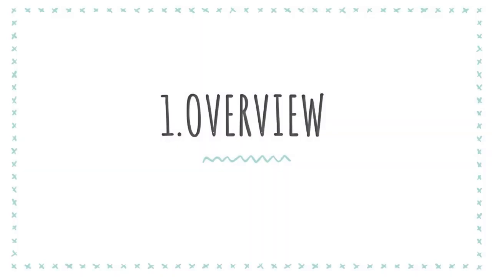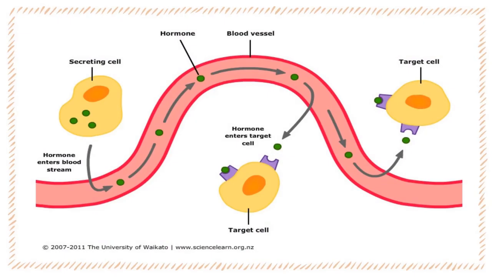Now, let's move to the first one, overview. Hormones are biological catalysts secreted by cells, with a small amount absorbed into the bloodstream to target cells through receptors on the surface to stimulate or activate physiological and biochemical activities.